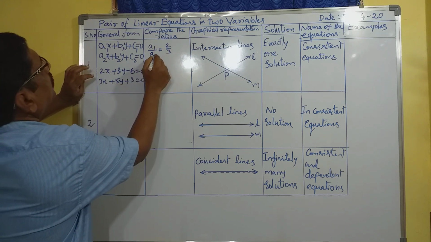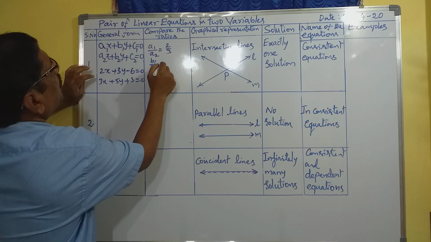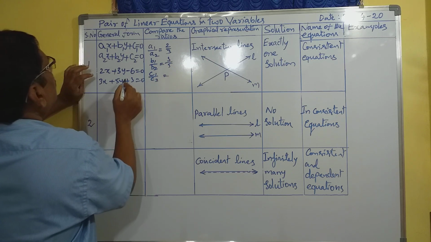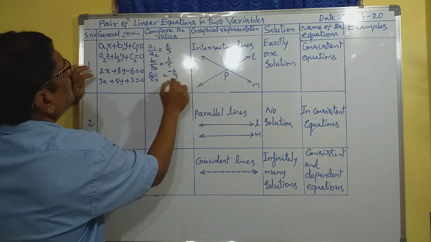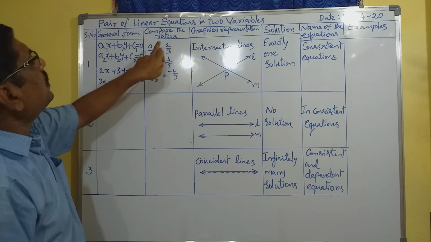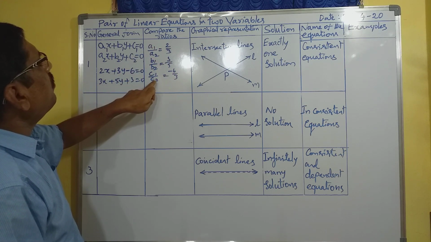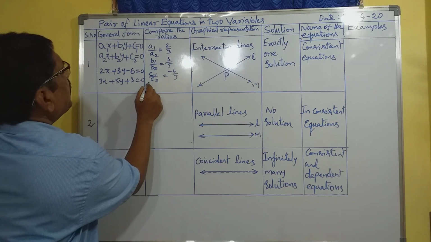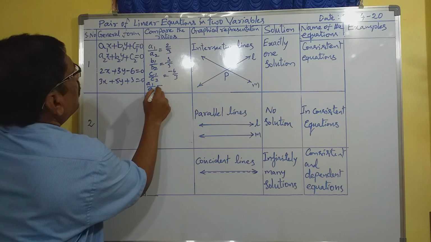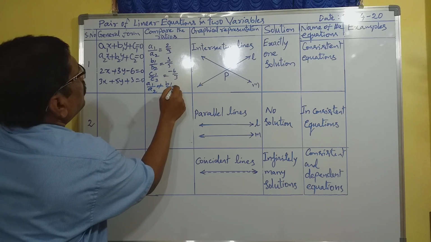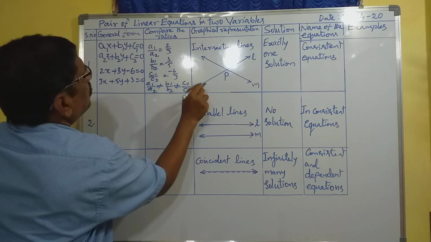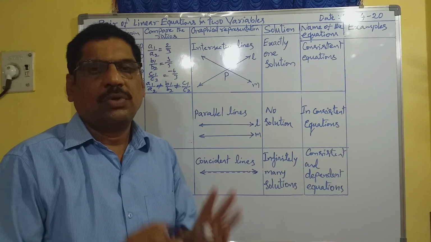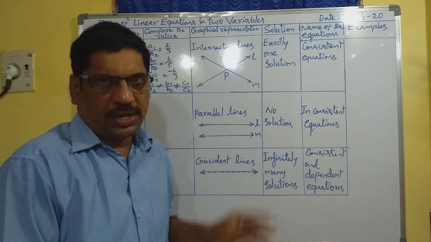What is b1 by b2? b1 by b2 is equal to 3 by 5. And what is c1 by c2? It is minus 6 by 3. So, you observe that a1 by a2, b1 by b2, c1 by c2, all these values are different from each other. So, here we get a1 by a2 is not equal to b1 by b2 is not equal to c1 by c2. We have to compare the coefficients of the given pair of linear equations like this.